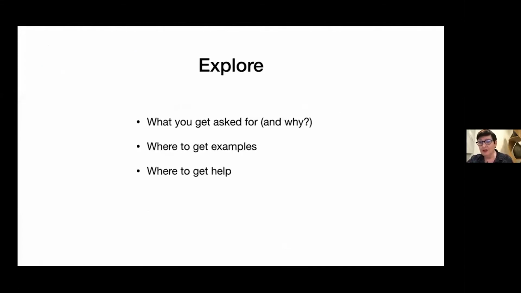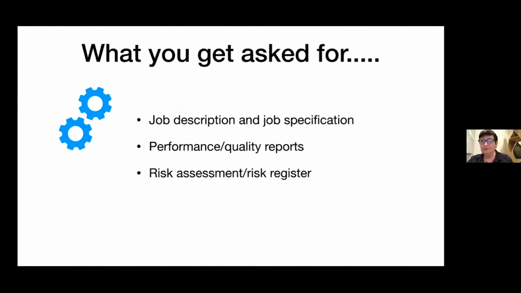I'm going to concentrate on just a few and where to get examples and where to get help when you're trying it. So the three categories of things that I think you get asked for most outside business cases, which we've already discussed, are job descriptions and specifications, performance and quality reports, and then risk assessments and risk registers. And my appalling duty this evening is to try and interest you in why they might be important and why it's actually useful to know how to do them and to be able to do them.